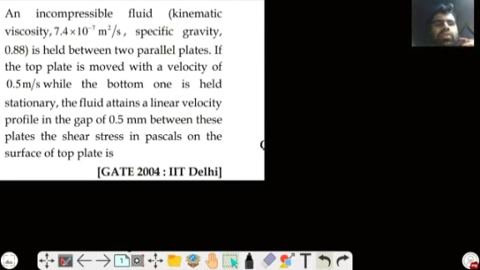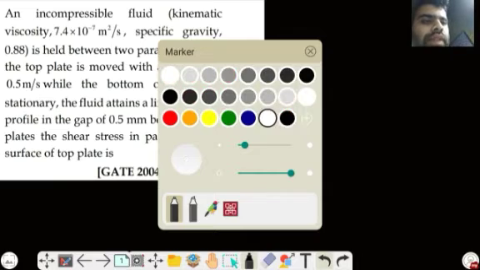Let us do some questions on fluid mechanics. This is the first question. An incompressible fluid, kinematic viscosity 7.4 into 10 to the power minus 7 meters square per second, specific gravity 0.88, is held between two parallel plates. If the top plate is moved with a velocity of 0.5 meter per second while the bottom one is held stationary, the fluid attains a linear velocity profile in the gap of 0.5 mm between these plates. The shear stress in pascals on the surface of top plate. Okay, so let us see the diagram first.